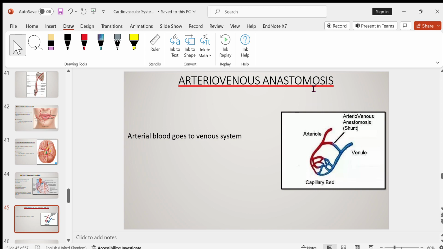Next is arteriovenous anastomosis. This is an anastomosis between the arteriole and the venule, and this is called the arteriovenous shunt.